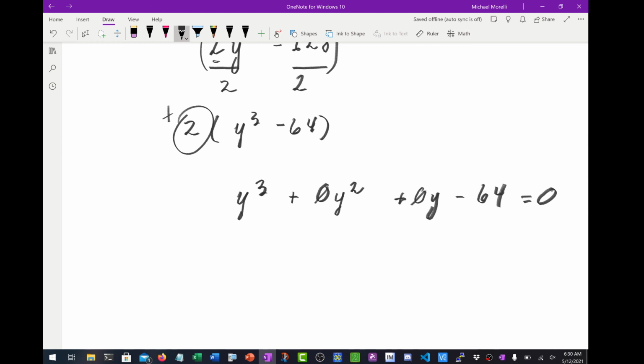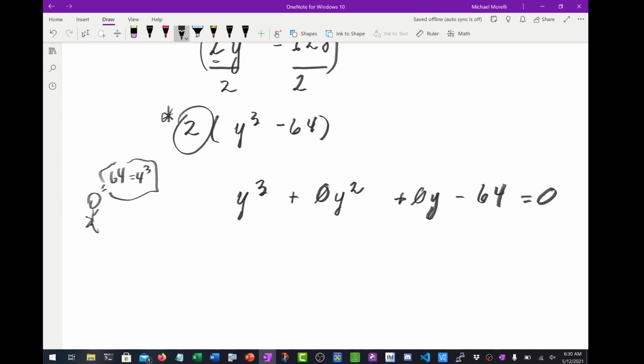Don't forget about this 2 at the end, but we can ignore it for now. So now I need to think of a possible solution. Remember, we have to guess. And so what my brain was thinking was, okay, 64 is equal to 4 cubed. So I wonder if 4 is a solution. That's what my brain thought.